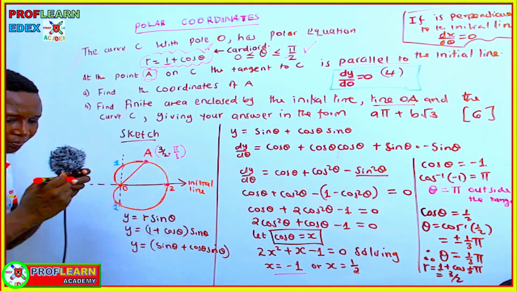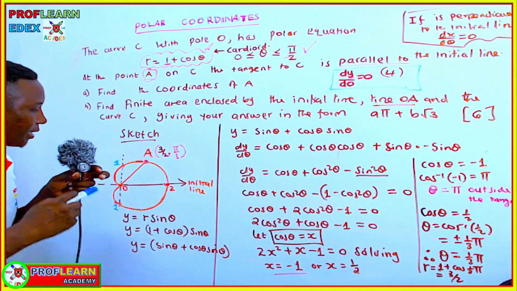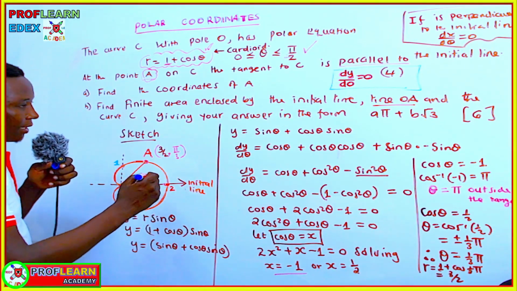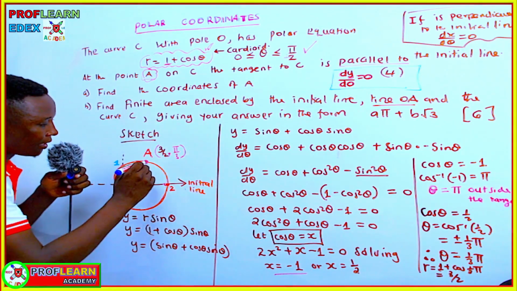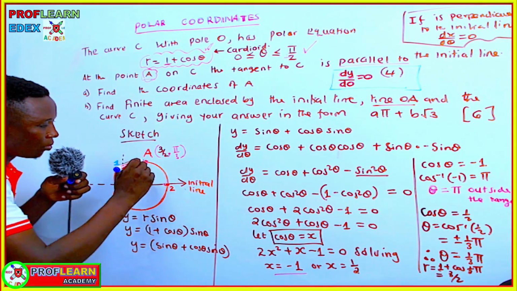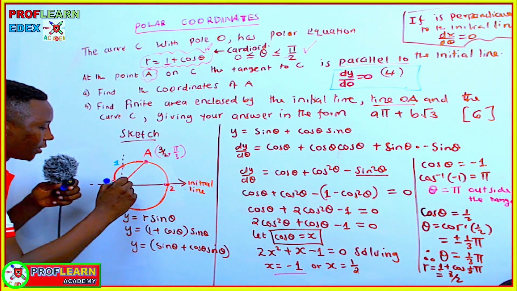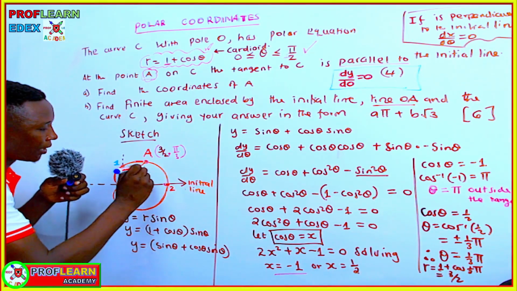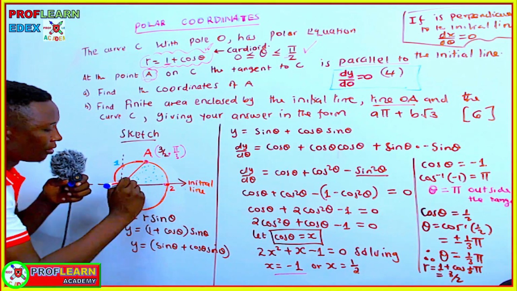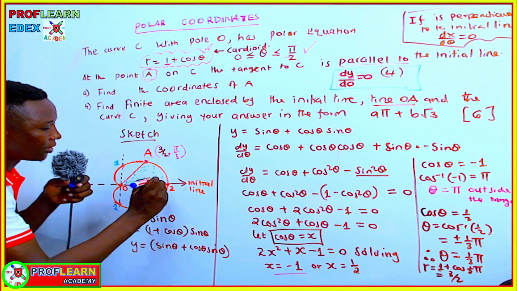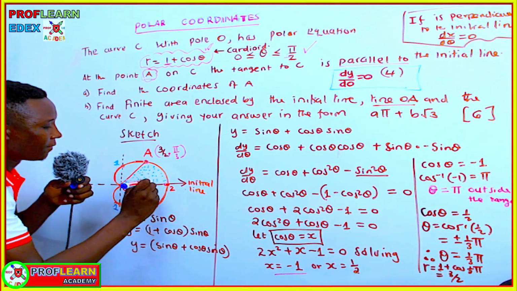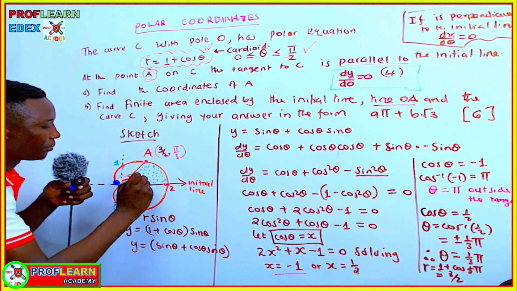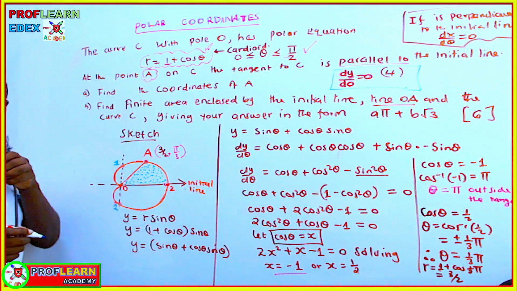We are supposed to work out the area enclosed by the line OA, the initial line, and the curve C. The curve C is this one that we have here. So we are working out the area of this region. This is the region we're trying to find the area of.